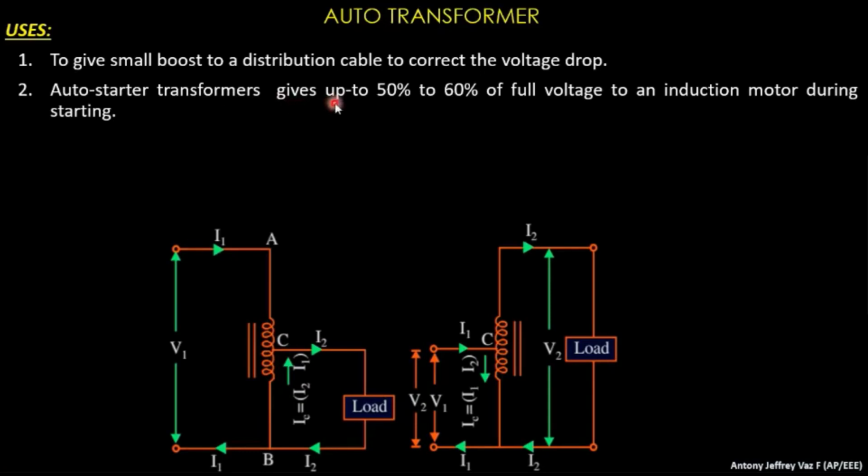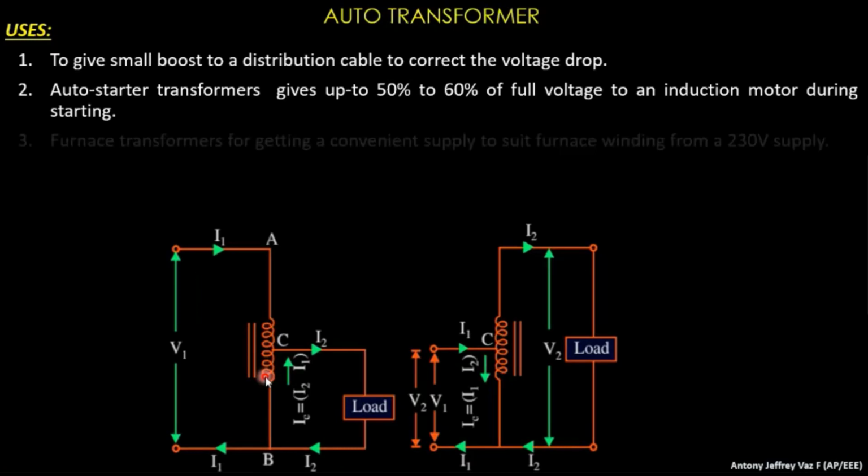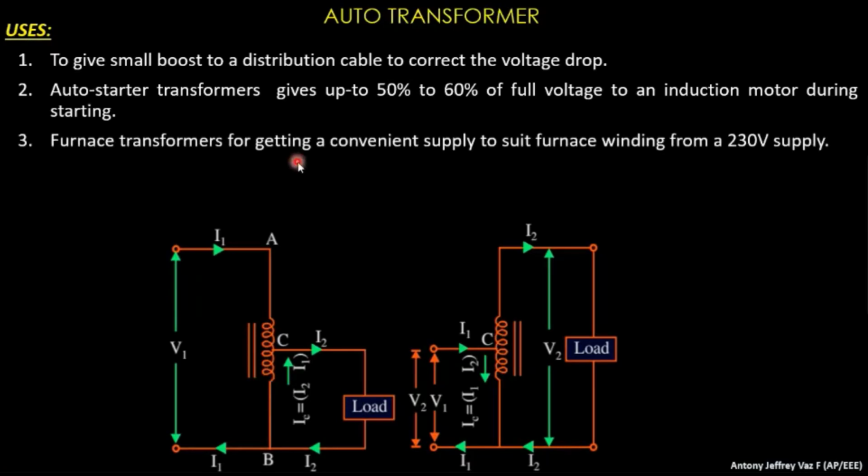Autotransformers give up to 50% to 60% of full voltage to an induction motor during the starting time. So, if you want to control the speed of an induction motor, you can use an autotransformer by decreasing the voltage applied to the induction motor. Furnace transformers are used for getting a convenient supply to suit furnace windings from 230 volt. So the furnace represents the heaters.